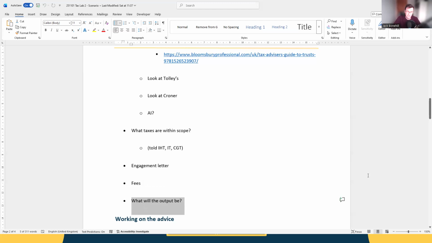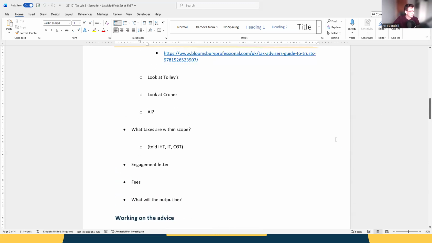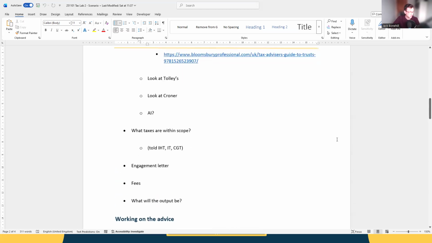Also, think about what is the output going to be here. Are you going to have a call with the client? Are you going to send them an email? Are you going to write them a report? I'd be thinking about that too at this point because then you can know what you're heading for as an end result of giving this advice. Okay, so that's almost like the background before you can start working on the advice, let's say.